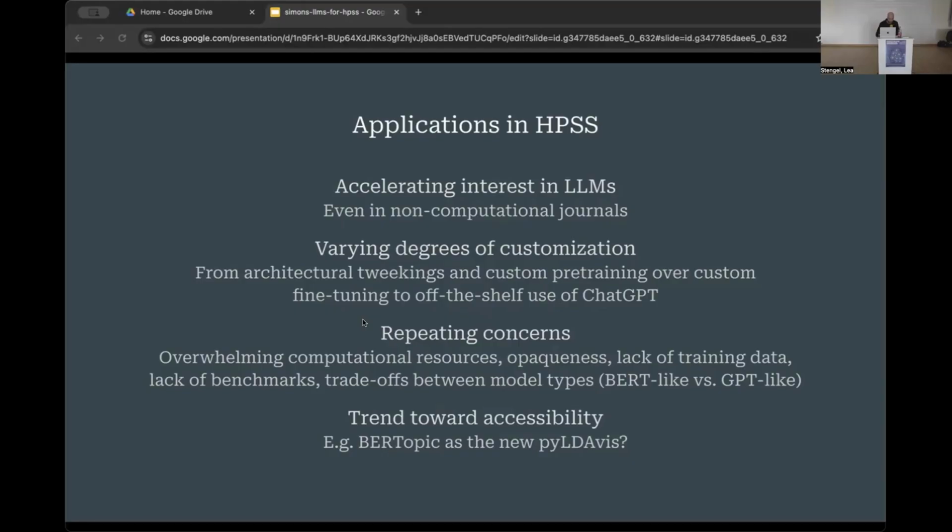And so there's a trend towards accessibility. For example, BERTopic, now the new thing that everyone uses for topic modeling, is super easy to use because it's maintained very well by the developer.